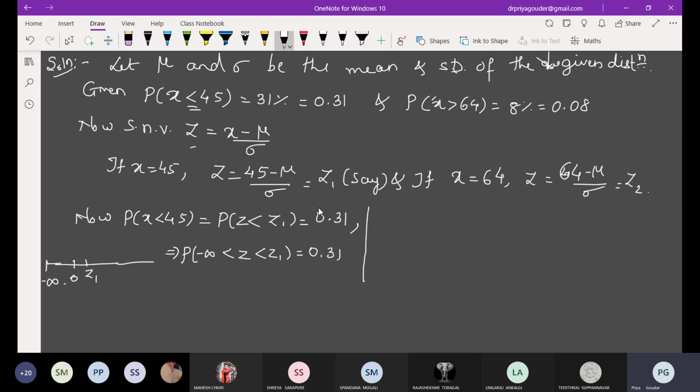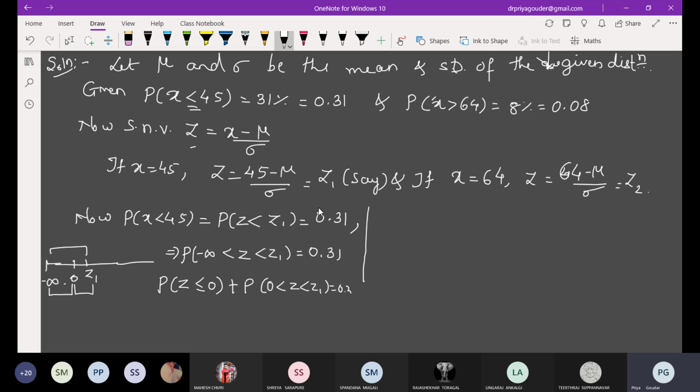Now how can I write it so that I can make use of some standard values? Think about it. Minus infinity to 0 and 0 to Z1. Do I have to add both the intervals to get the whole thing, or subtract? Obviously add. It is like probability of Z less than or equal to 0 plus probability of 0 less than Z less than Z1.